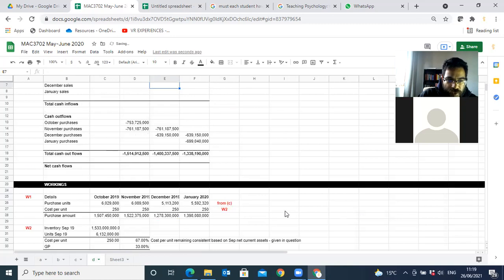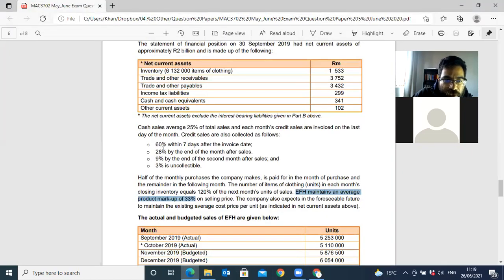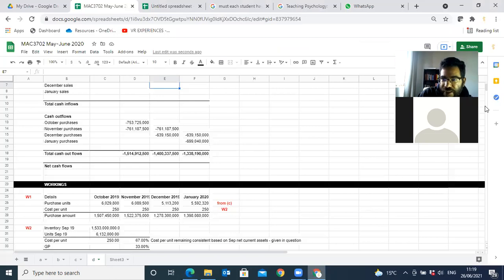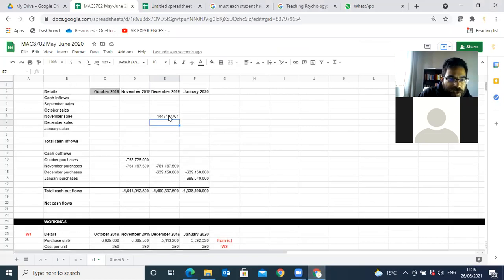Let me just quickly go back to the scenario so you can see. 60% within 7 days after the invoice date. Remember, invoice date is 30th November. 28% by the end of the month after sales. The sales happened in November, so the end of the month after is December. So ultimately, the first two payments, the first 88%, are in the month following. There's no time value of money, so it's fine. So what do we know? If we go over there, so there we go.